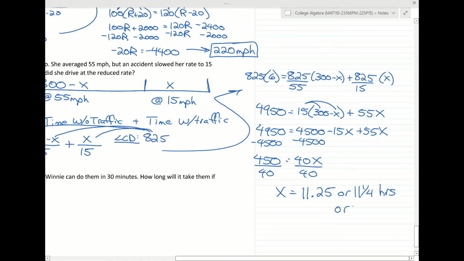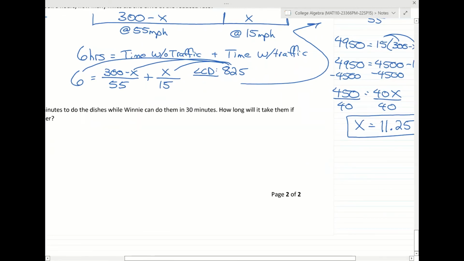Let's see here. We're looking at how many miles. So 11 and a quarter miles is what we're solving for. I went a little over. We had a lot to cover today.